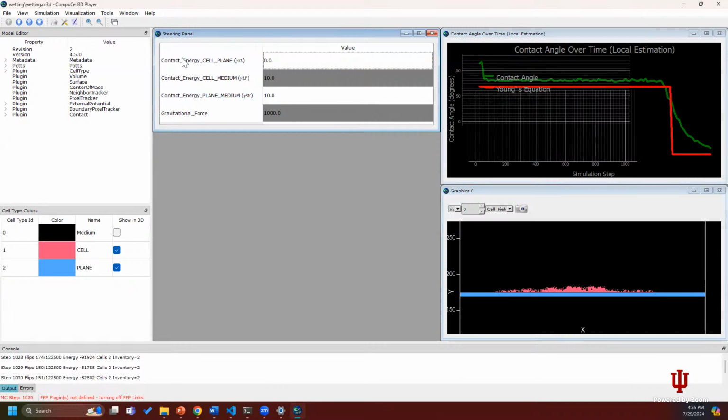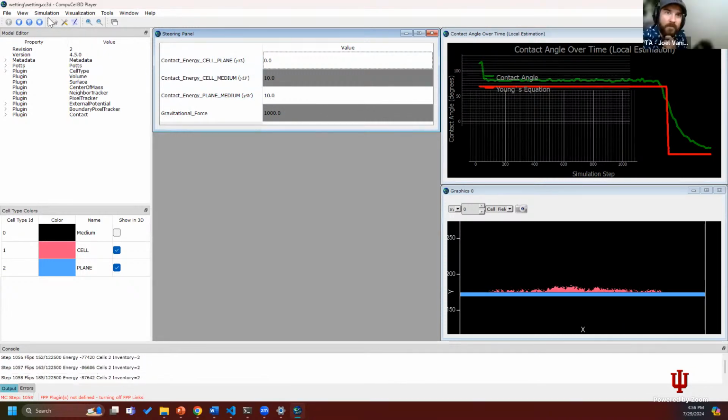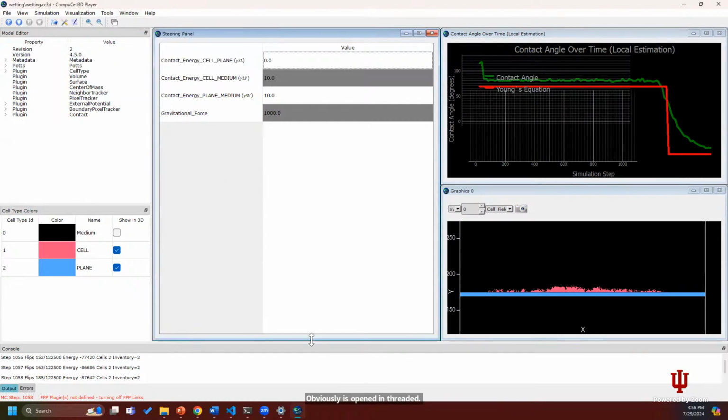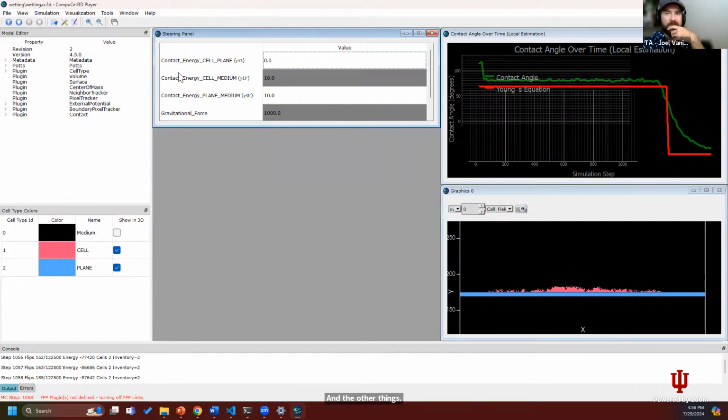Actually, I don't find it. Sorry. When I click on the single windows, graphics and contact angle over time, this is obviously opened in Twedit. And the other things, Right. So you're looking at the code in Twedit right now. I just opened it. No, I don't look at the code. I still look at the code of my exercise 1.